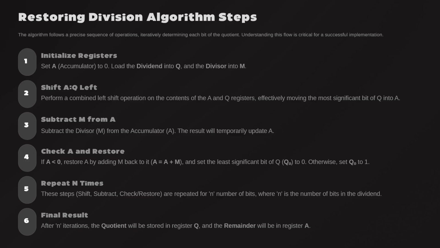Then we subtract M from A, and after subtraction, we check if A is negative. If so, we restore it by adding M back and set the quotient bit to 0. If A is non-negative, keep A as it is and set the quotient bit to 1. We repeat this process for the number of bits in the dividend. Final result. After all iterations, Q contains the quotient and A contains the remainder.